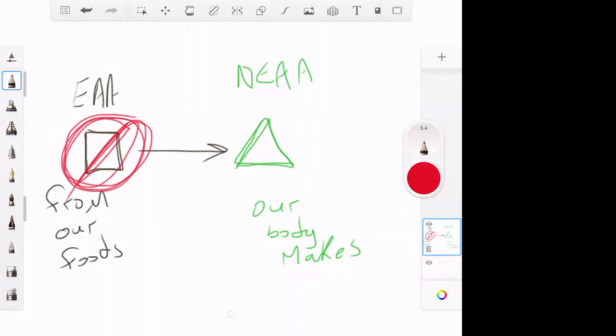Yes? Yeah, if we can't get that one in, is there like some sort of buildup or something? Yes. That's an interesting question. Yes, there is.